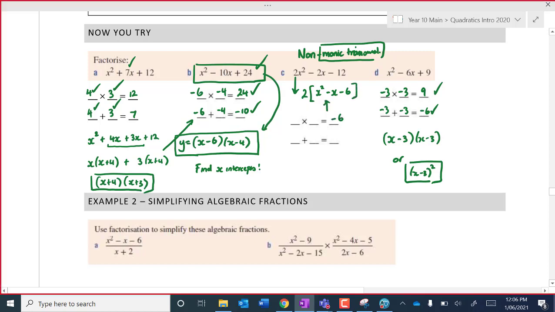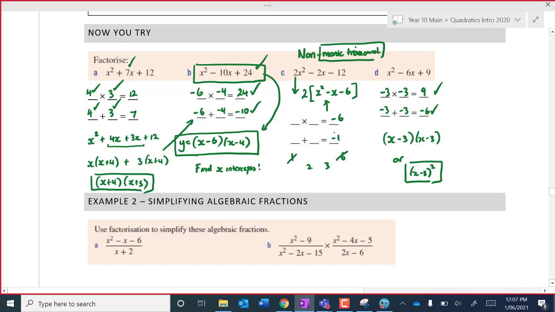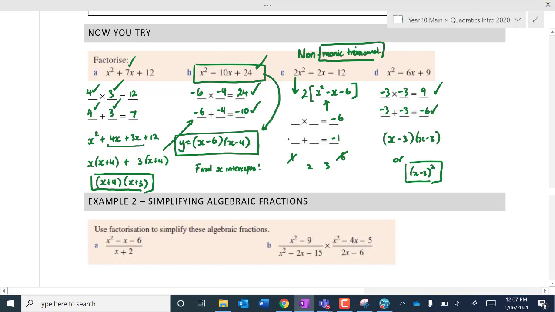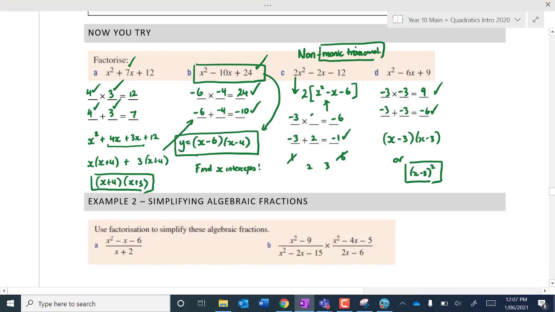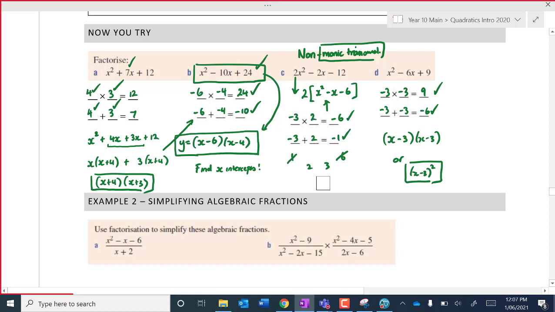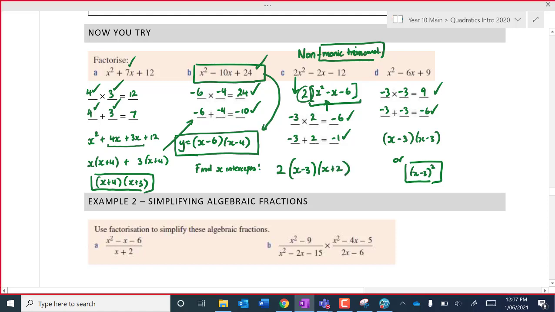I need two things that multiply to give -6 and add to give -1, and those two things are, well, we can look at the factors of 6. 1 times 6, 2 times 3. There's no way we can do a combination of those to get me -1. But if I do 2 and 3, -3 and +2, that's going to work. Once we've done that, remember we've just factorized what's in here, so the 2 didn't go anywhere. So we put the 2 out the front with x minus 3, x plus 2. We have now done this.